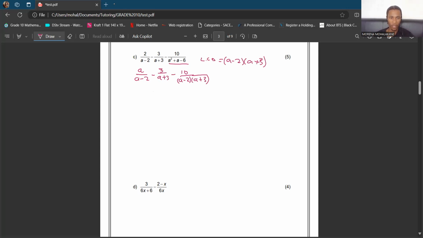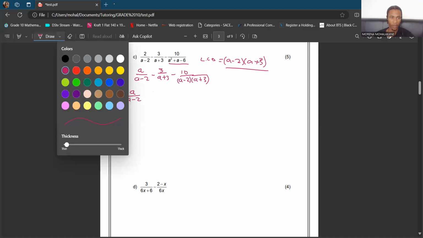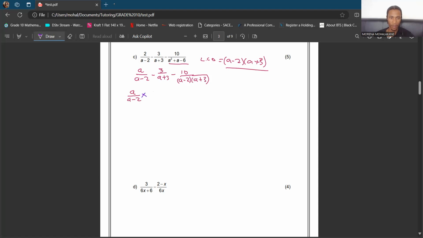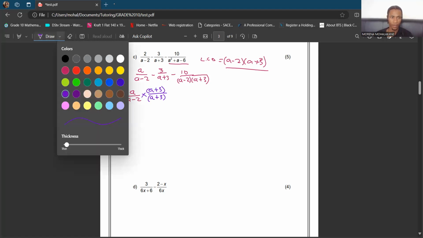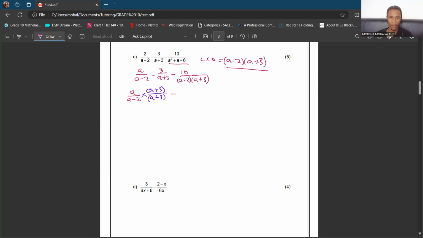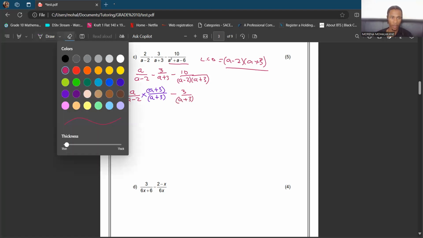So I'm going to make all the denominators to be the same. So for me to make the denominators have a plus 3, I multiply by a plus 3. So I have A over A minus 2 times A plus 3 all over A plus 3. And then minus 3 over A plus 3. So I need A minus 2 there.